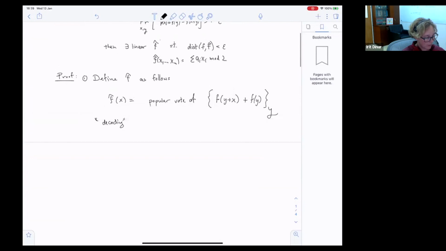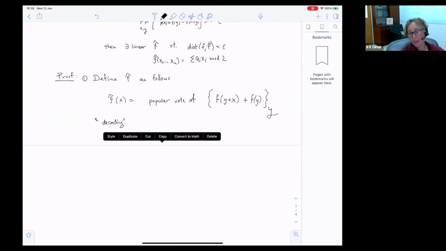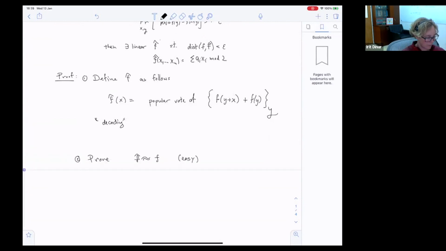Now I view this as a decoding step, where from f, which was maybe a noisy object, we extracted a function that we will now prove is a perfectly linear function. The next step will be to prove that this function that we extracted is not too far from the original function.